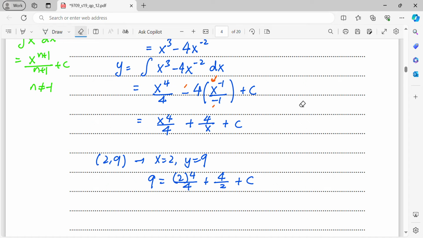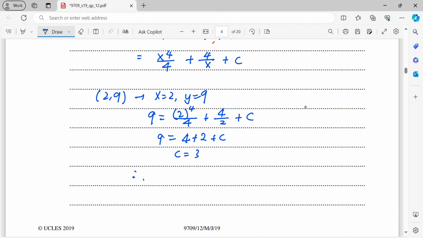So 2 to the power 4 over 4 is basically 4. Okay, because 2 to the power 4 is 16. So here I will be getting 4 plus 4 over 2 is 2, then plus c equals 9. Therefore, your c is 3. And now just rewrite. That will be your equation of the curve. Okay, so done for this question.